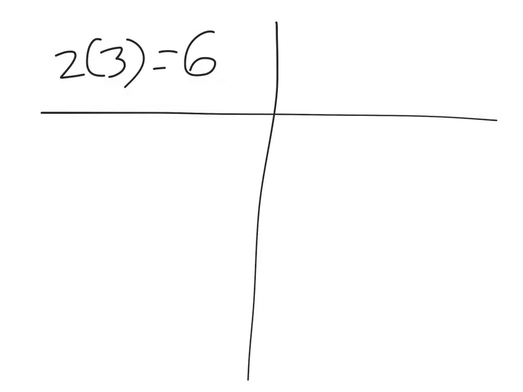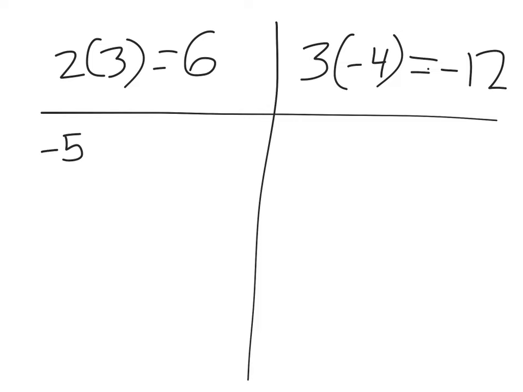Okay. Now what if I multiplied 3 times negative 4? That's a positive times a negative. So we know our answer is negative. 3 times 4 is 12. Now what if we multiplied negative 5 times negative 5? We multiply negative times a negative, our answer is positive, and 5 times 5 is 25. So that should be positive 25.